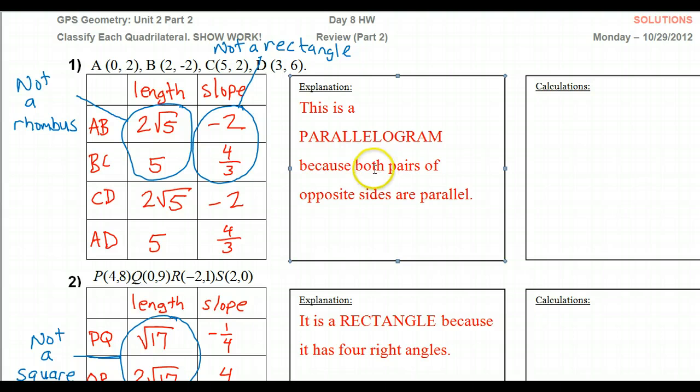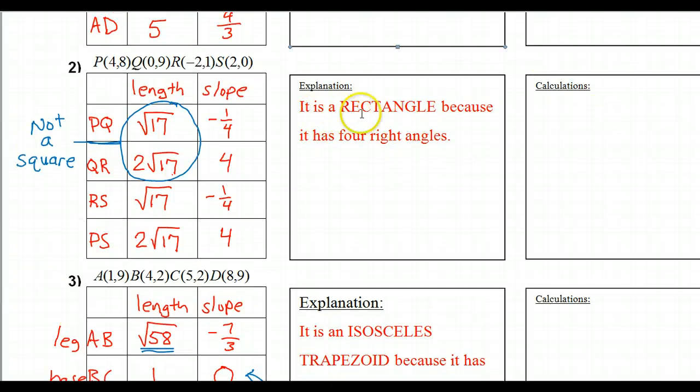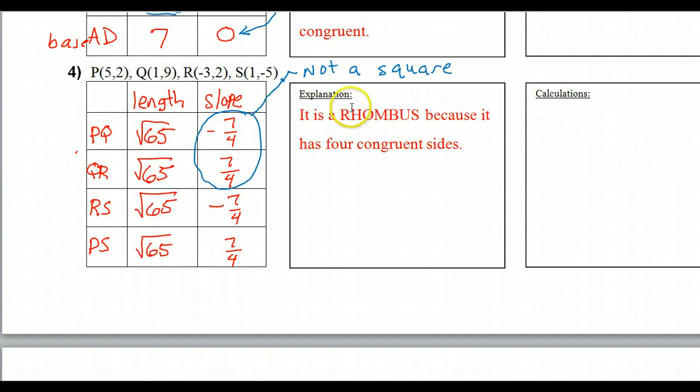Parallelogram, because both pairs of opposite sides are parallel. That's the definition of a parallelogram. It is a rectangle because it has 4 right angles. That's the definition of a rectangle. Okay? It is a rhombus because it has 4 congruent sides. That's the definition of a rhombus. Okay? Follow that pattern and you'll be fine. Let's move on to number 5.